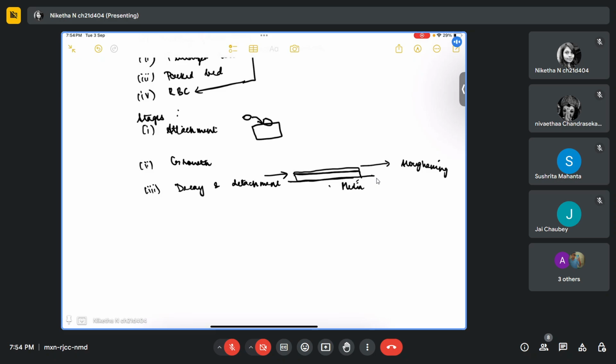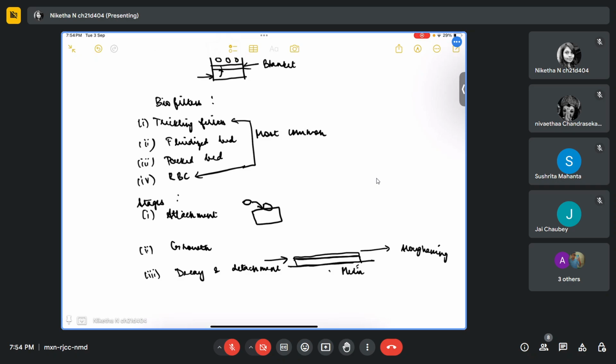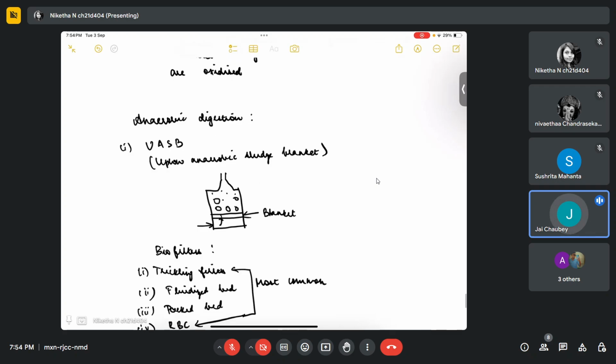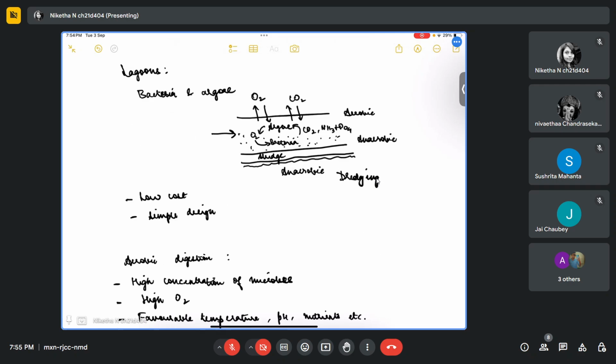Okay. So, do you have any questions? Ma'am, sludge removal is required in lagoon also, na? Otherwise, depth will become shallow after some time. Yes, yes. Dredging will be done. From time to time, once the depth is increased, then dredging will be done, to remove the sludge at the bottom. Any other questions?